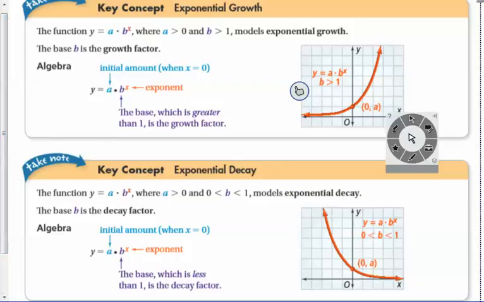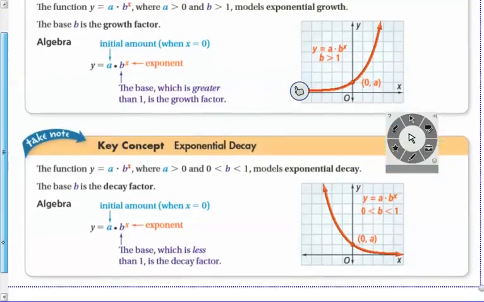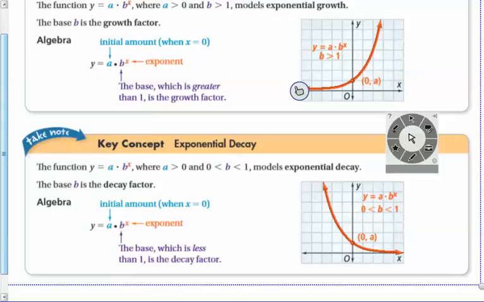When you look at the equation, b is called the growth factor. If that's bigger than 1, you have exponential growth. If b is between 0 and 1, you have decay. That's what these graphs look like. You can see the two differences in them really easily here.